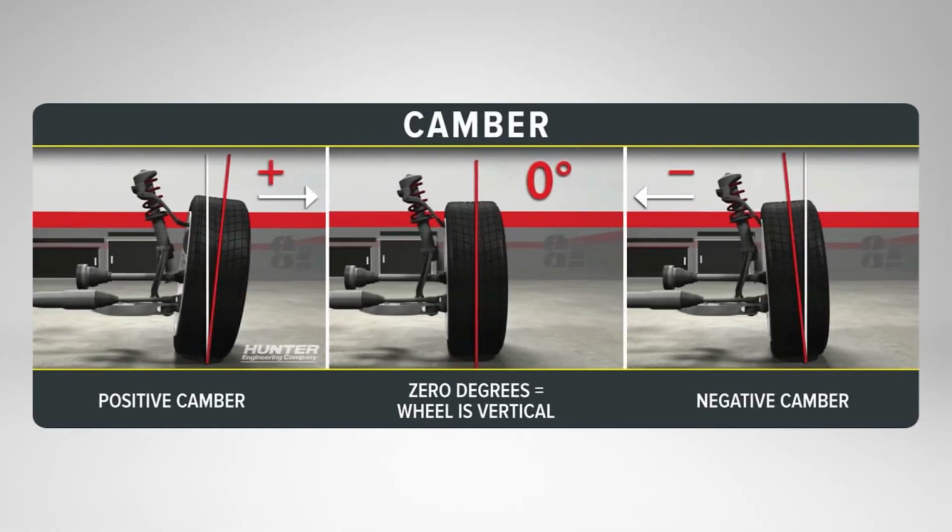Camber is the inward or outward tilt of the top of the wheel tire assembly. This angle is formed by a vertical center line and tire center line. Positive camber describes the top of the tire tilting away from the vehicle, while negative camber describes when the top of the tire tilts inward toward the center of the vehicle. Zero camber is the point where the vertical and tire center line are the same.